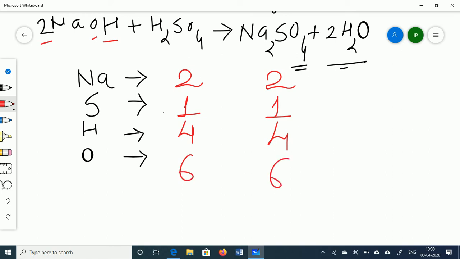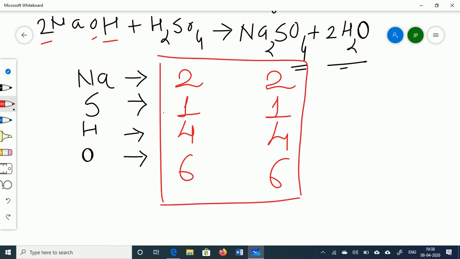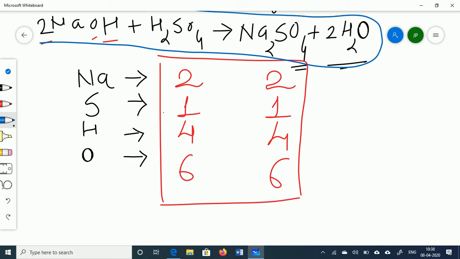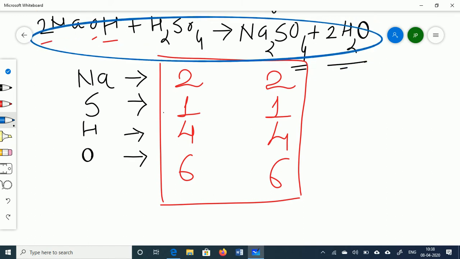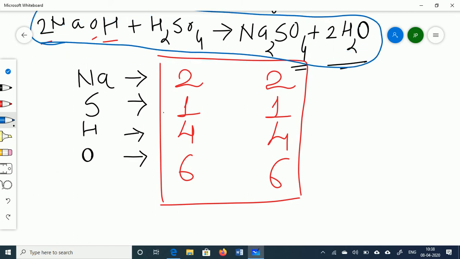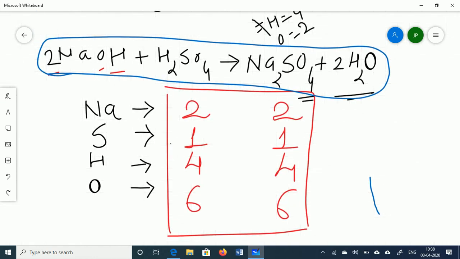Now see students, here the number of atoms of each element on both sides has become equal, so we can say that this equation is now the balanced chemical equation.